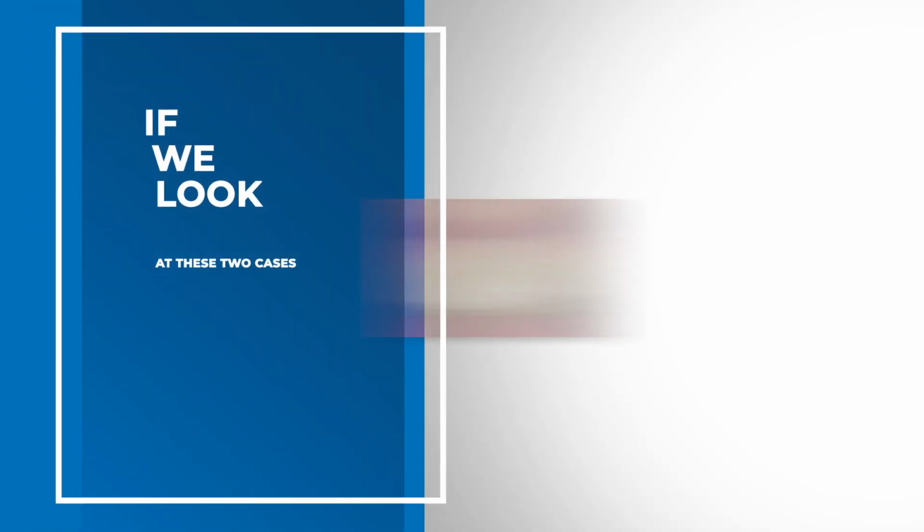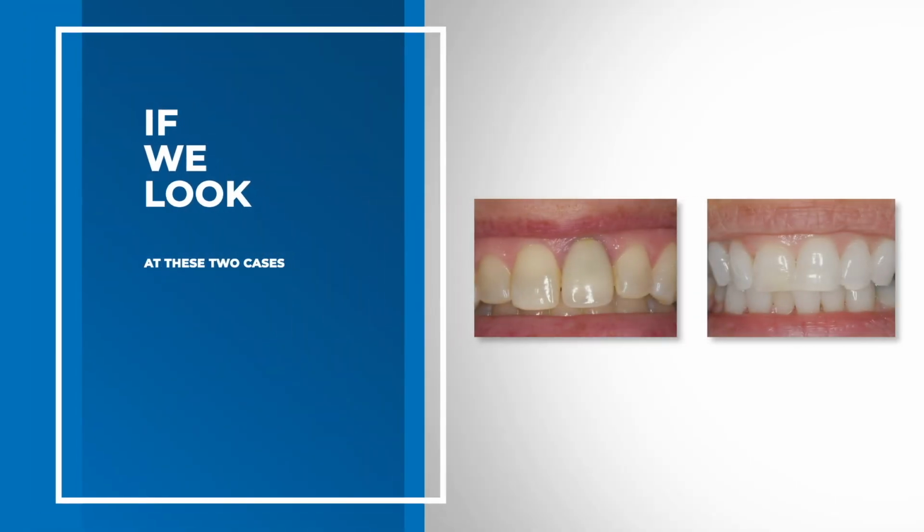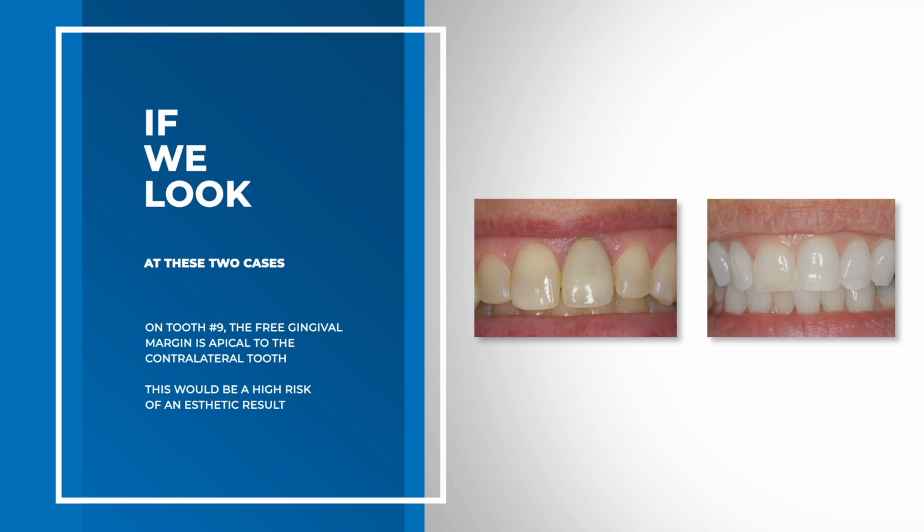If we look at these 2 cases here, you can see that tooth number 9 on the left, which would require replacement, the free gingival margin is apical to the contralateral tooth, and that tooth would be a high risk of an aesthetic result. On the right side, tooth number 8, the free gingival margin is more coronal to the contralateral tooth, and that is a lower risk to aesthetic tooth replacement.